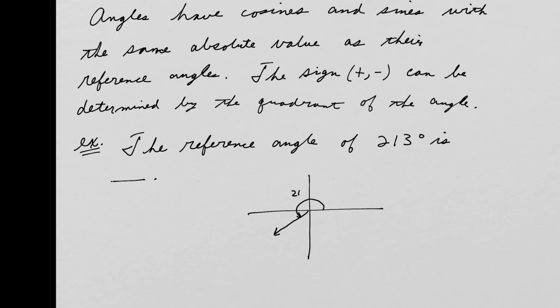So this is 213. The reference angle is just the angle that the terminal side makes with, in this case, the negative x-axis. So this would be the reference angle theta right here. How do I find theta? Well, I know halfway around is 180, so theta must be equal to 213 minus 180. In this case, it's going to be 33 degrees. So this answer would be 33 degrees.